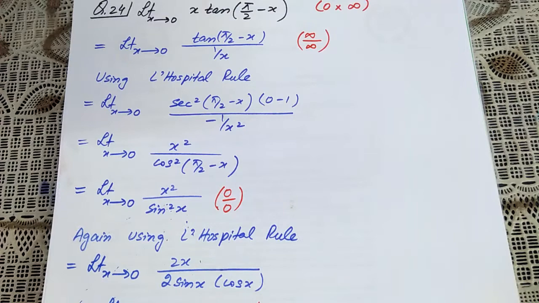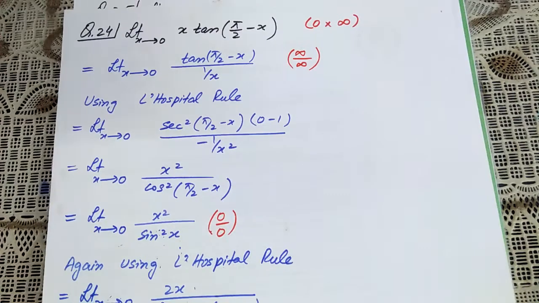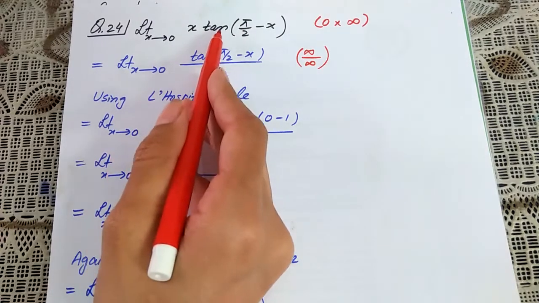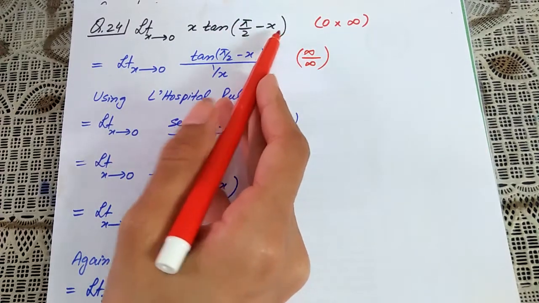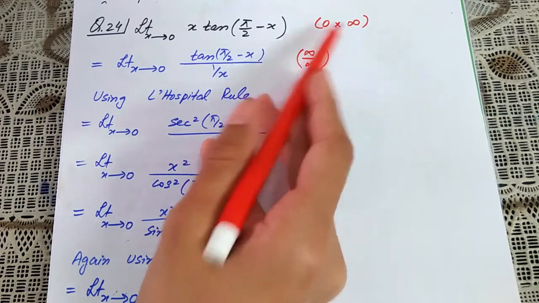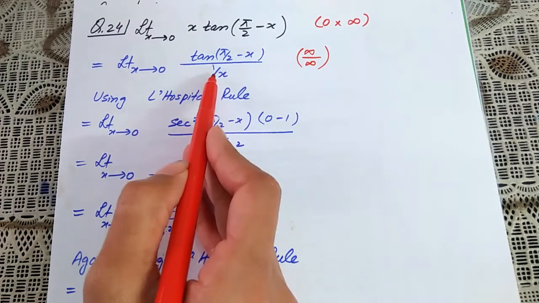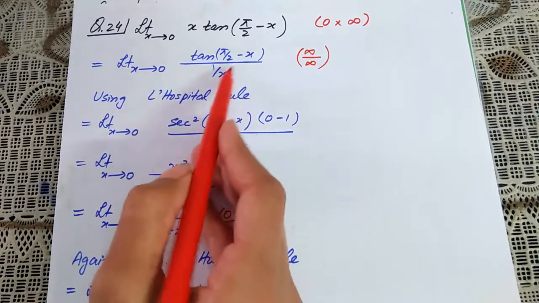Question number 24. Limit x approaches 0, x tangent of pi by 2 minus x. This is again 0 times infinity form. Just rearrange it, move this x down like we did previously in the last example, 1 over x.